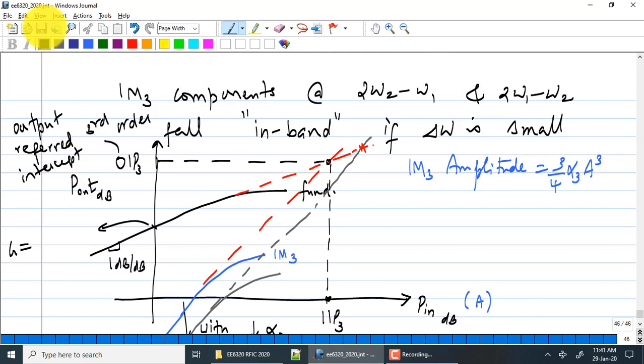Is this okay? Any questions so far? So the definition itself is simple.